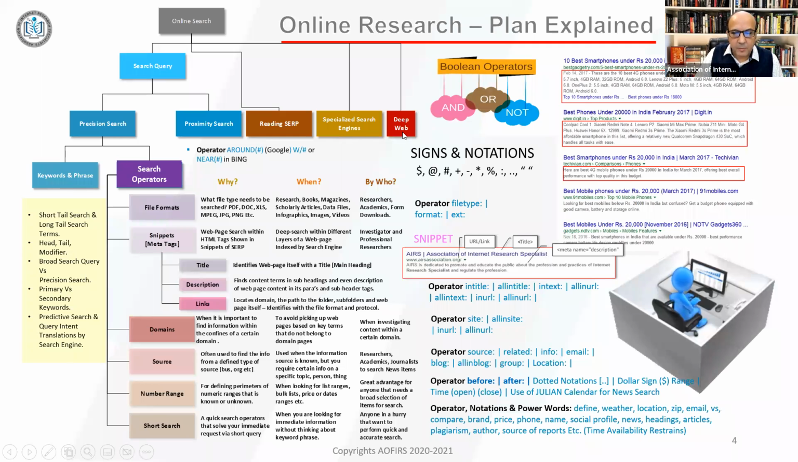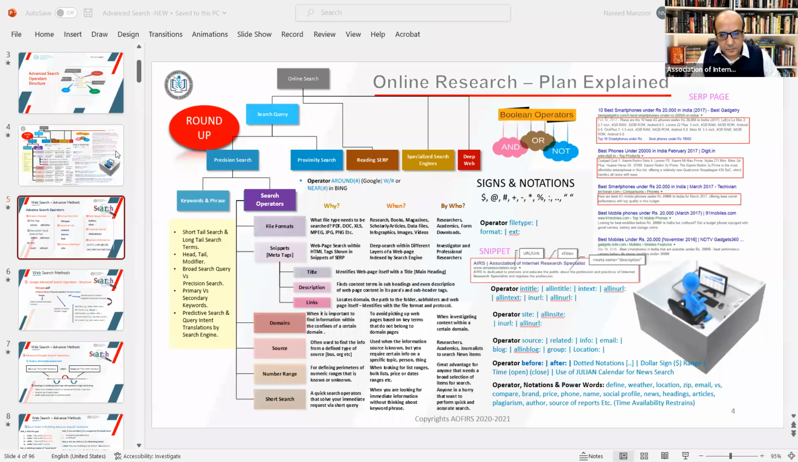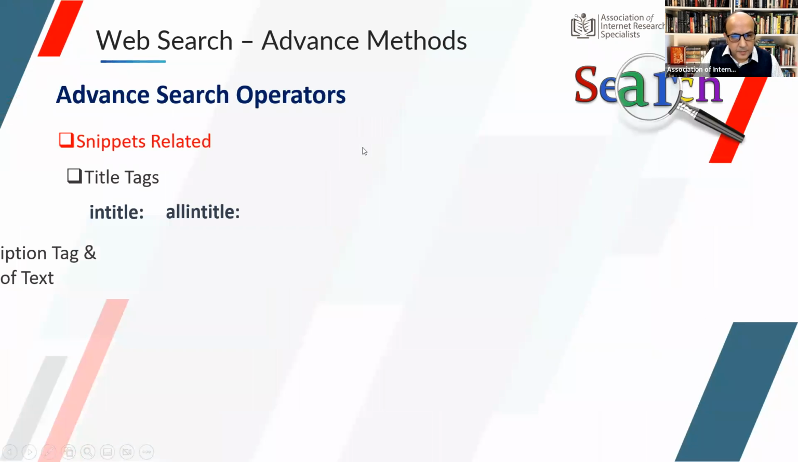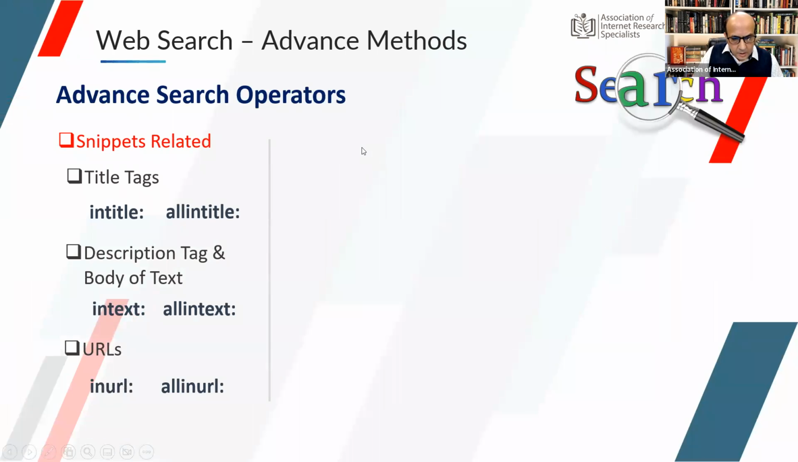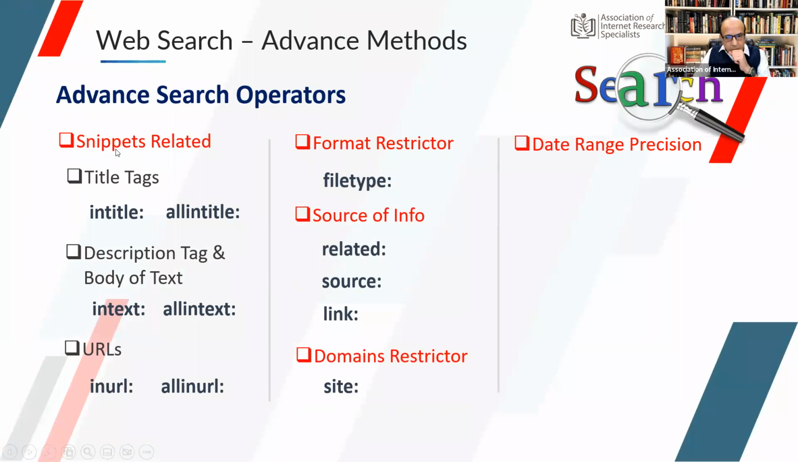Then there is the deep web. We're going to talk about that as well. But we are going to begin with understanding how the advanced search operators look. The bullet points that are in red fonts, that's how we have separated, or rather classified, the types of advanced operators.